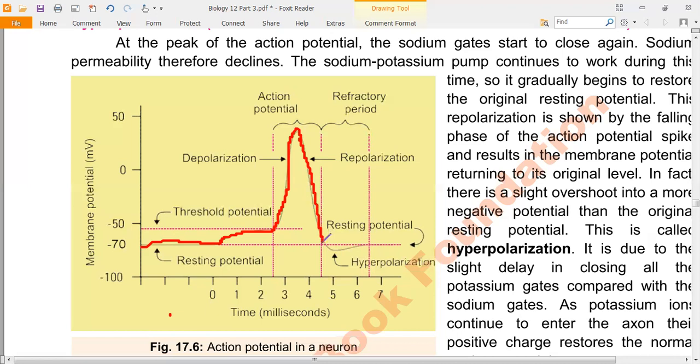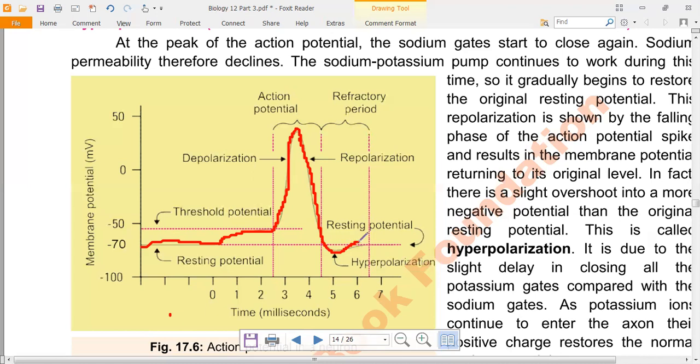So then this is hyperpolarization. So this hyperpolarization is the state when, and this is also called the refractory period. Then potassium ions and sodium ions are taking more, because potassium voltage gates are very slow in closing, so more potassium ions are getting out from these gates, out of the membrane, so they get a hyperpolarized state.